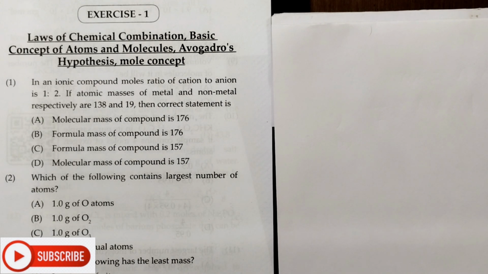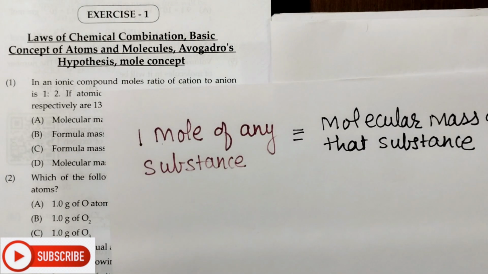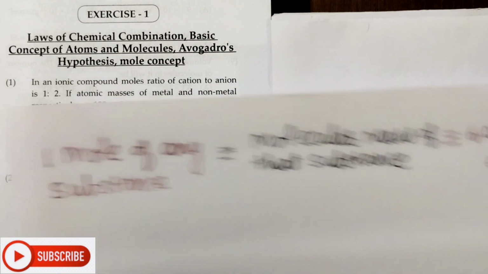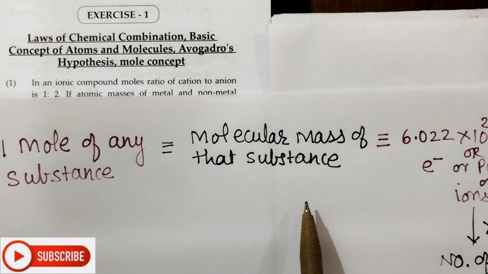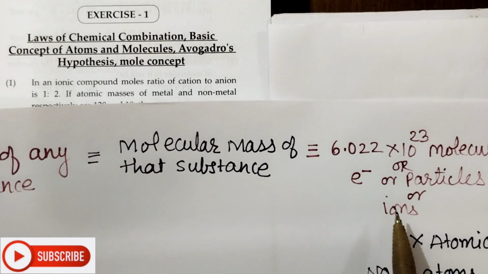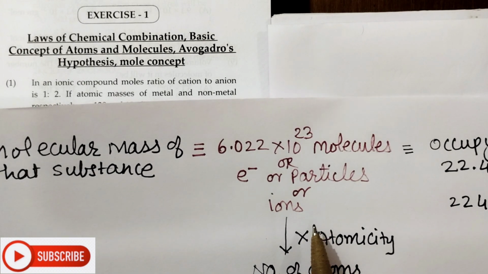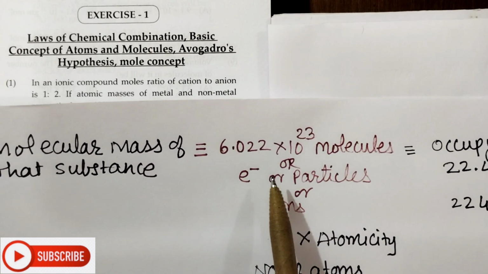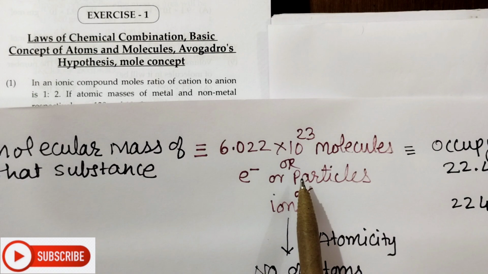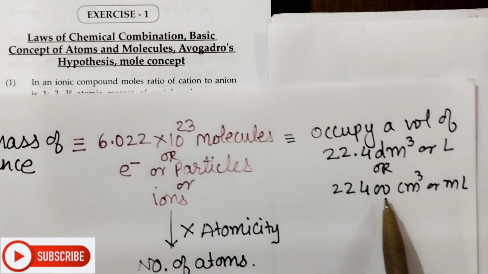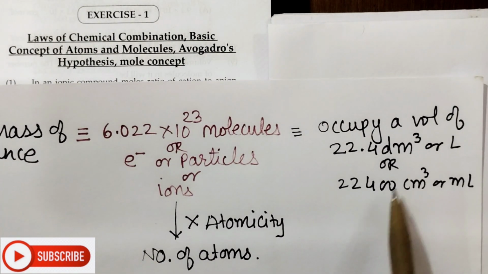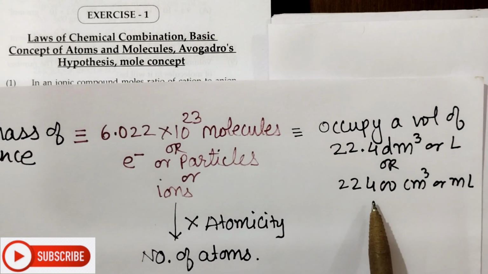Now the formula related to all the concepts that we have to revise is, you must know that 1 mole of any substance corresponds to the molar mass of that substance and must contain Avogadro number of molecules, electrons, particles or ions, that is 6.022 into 10 raised to 23 molecules, and must occupy a volume of 22.4 dm cube or 22400 cm cube.